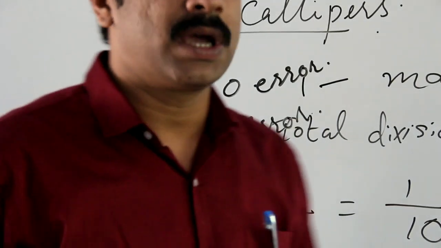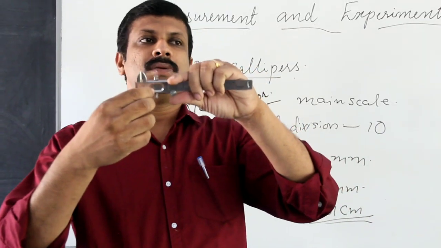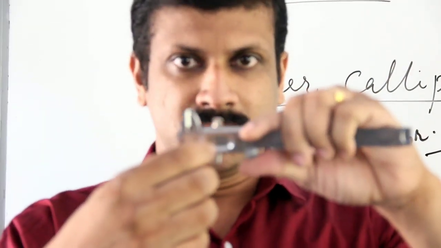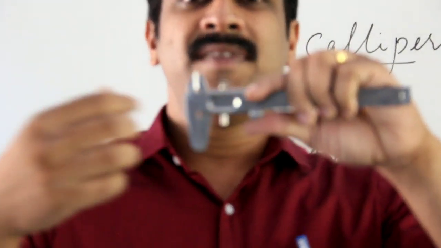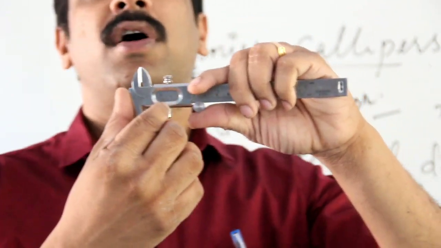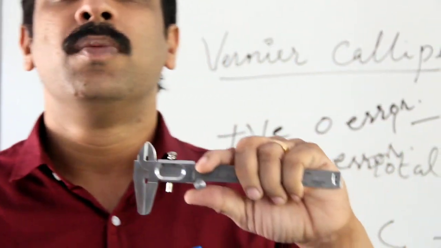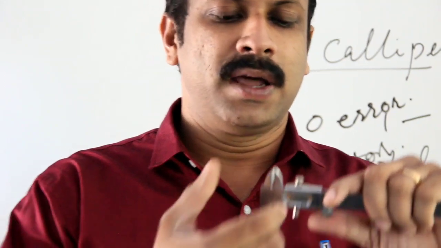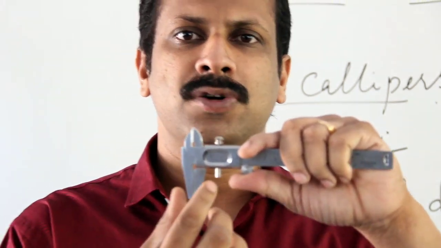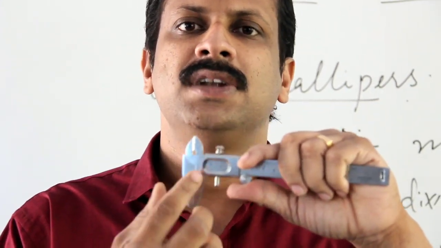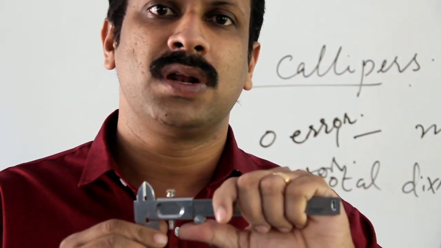So we will discuss negative and positive zero error. If the zero mark of the vernier scale is on the right side of the zero mark of the main scale, it is called positive zero error. And if the zero mark of the vernier scale is on the left side of the zero mark of the main scale, it is called negative zero error. So negative zero error and positive zero error are important.